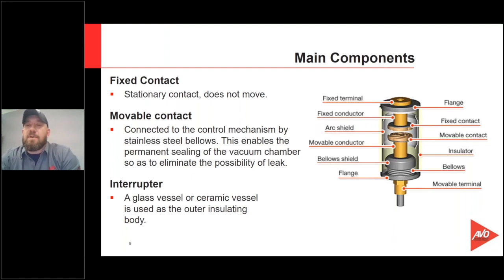The most important part of this particular portion of this bottle to me is this bellows down on the right-hand side. You can see those bellows. They come in all different shapes and sizes, and I'll show you.